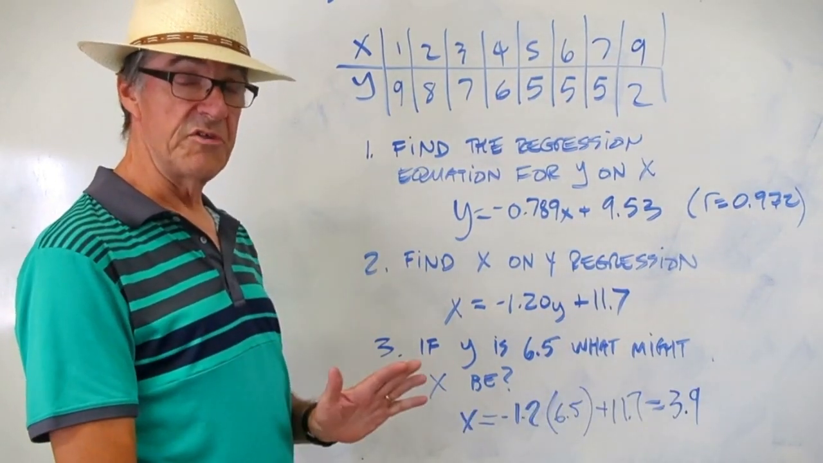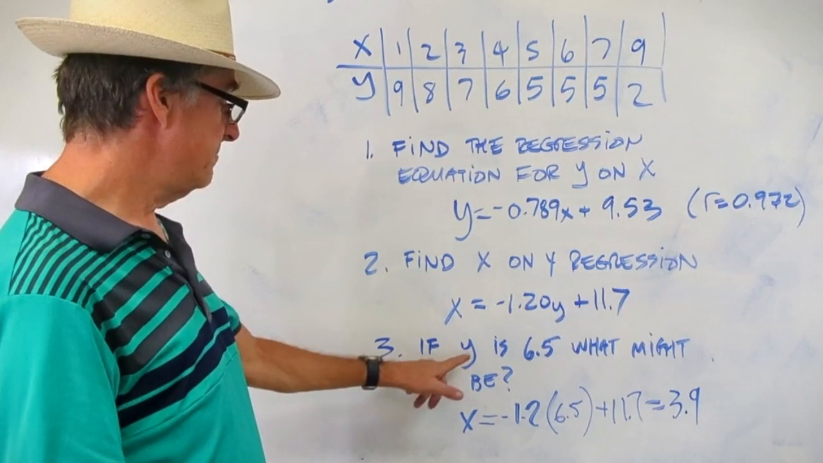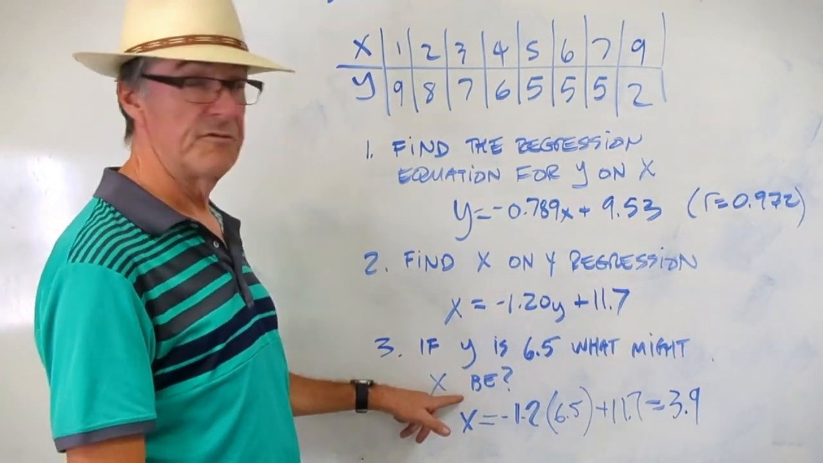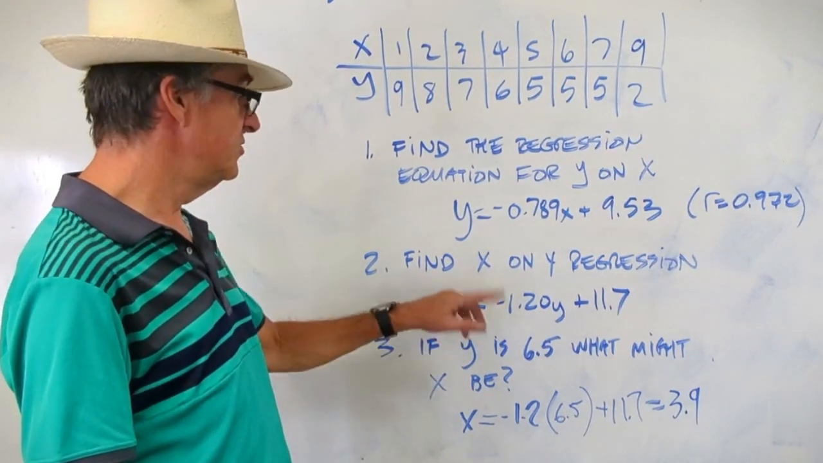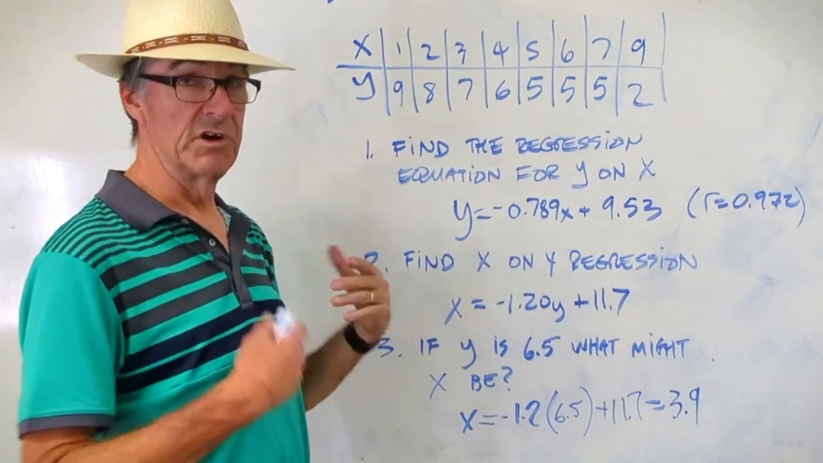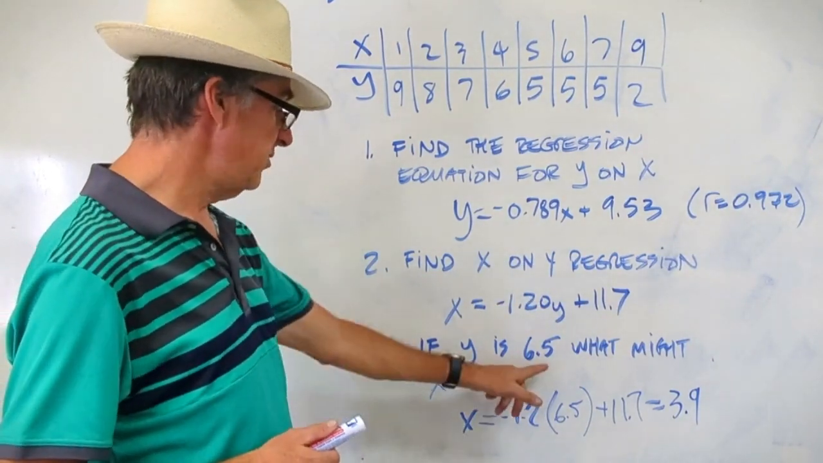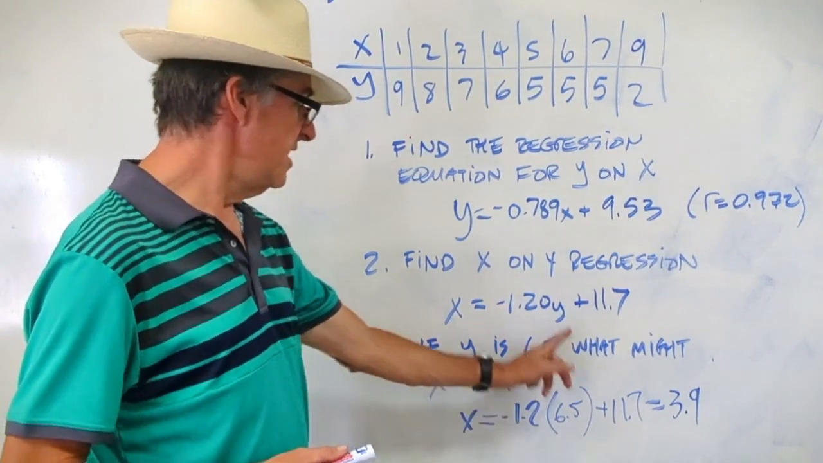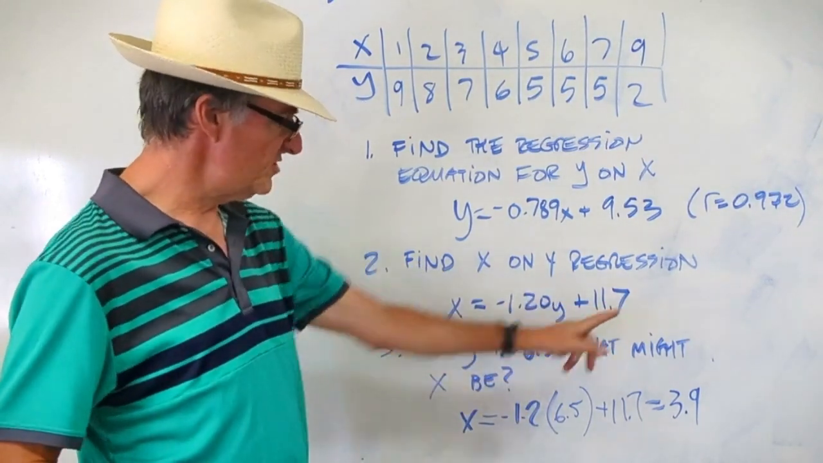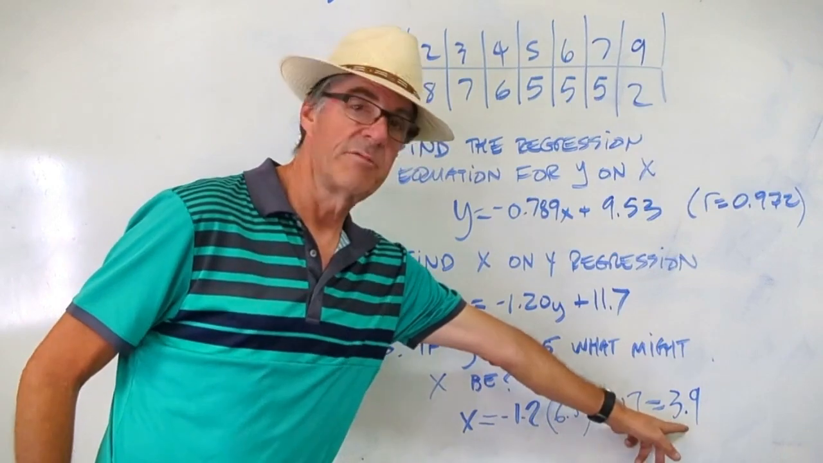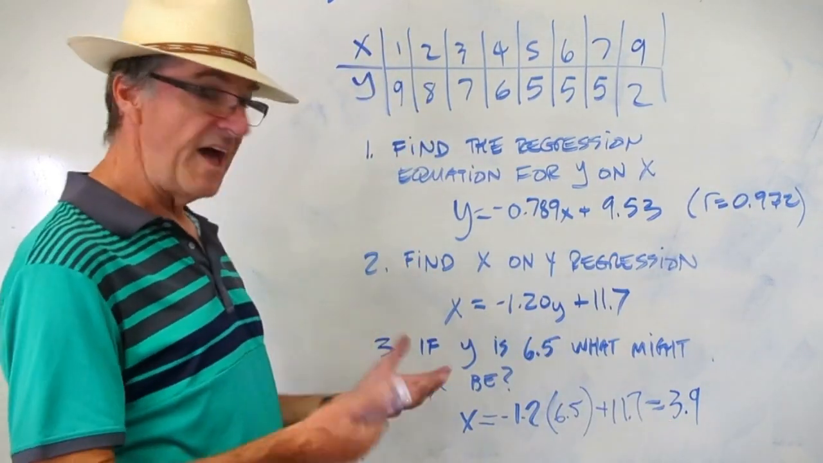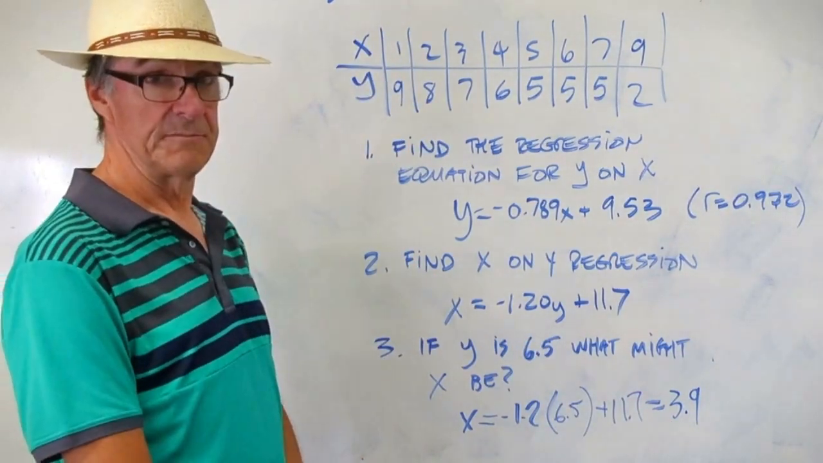A small critical thinking step here. Because I'm giving you y and asking you for x, that means you needed to use the x on y regression equation. So after that, it's pretty straightforward. I just plug in my hypothetical y value where y shows up in this regression equation, do my numbers, and I get 3.9. So that is an answer to that question.